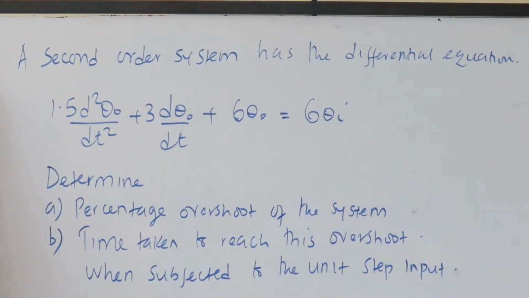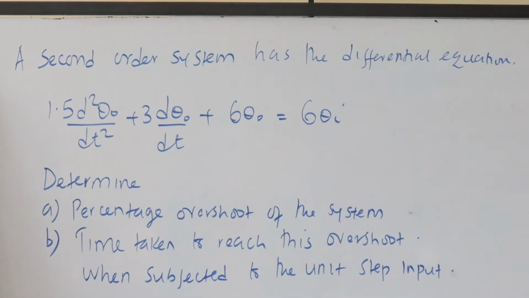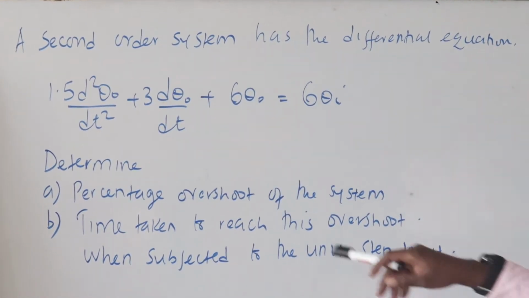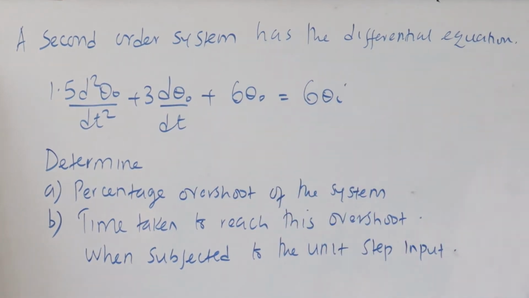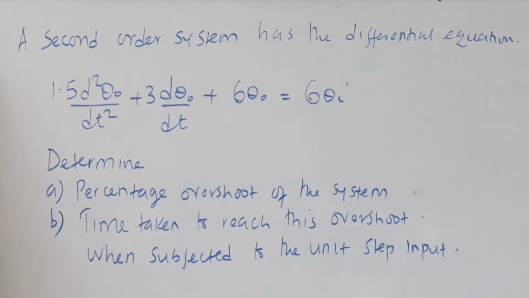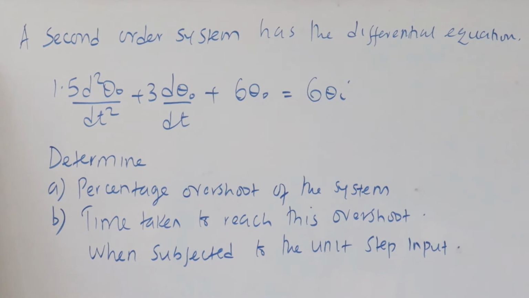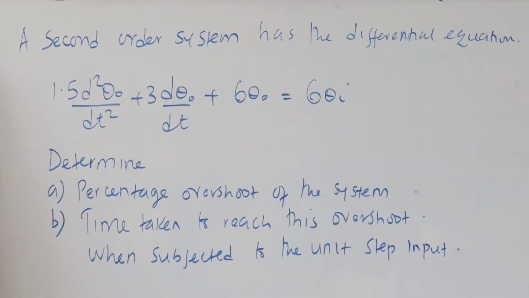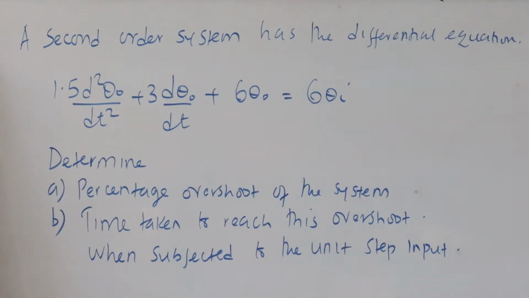So we have a second order system with a differential equation of 1.5 d squared theta naught over dt squared, and so on. You are supposed to first of all determine the percentage overshoot, and then secondly find the time taken to reach this particular overshoot that we are talking about.